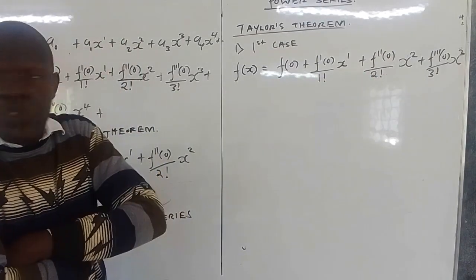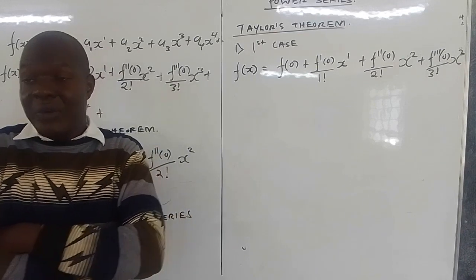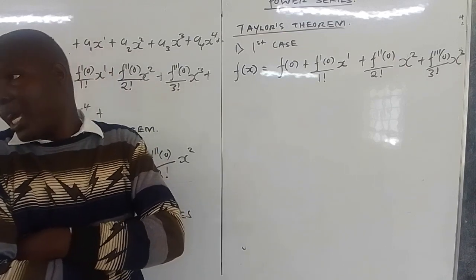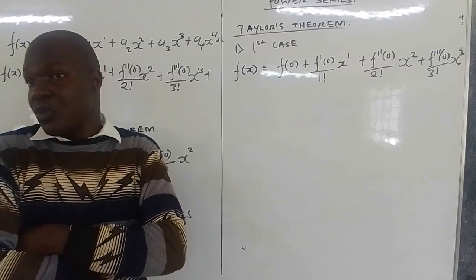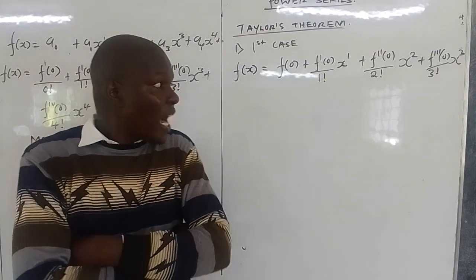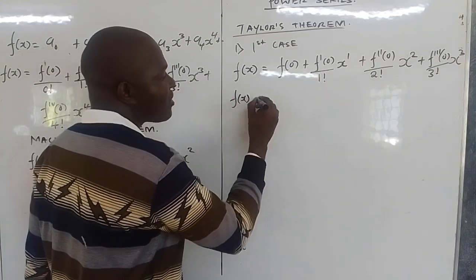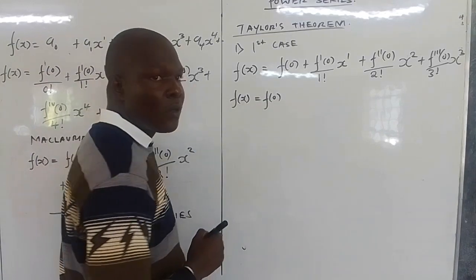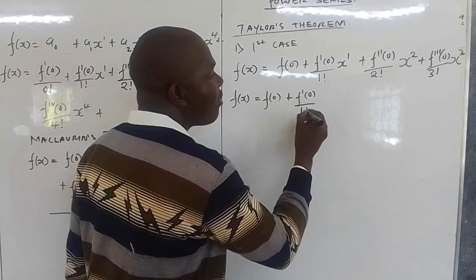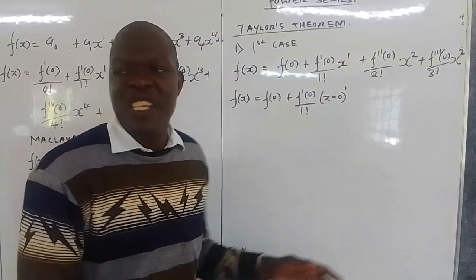Now we want to use this Maclaurin series to get the Taylor series at a point when x is equal to a, isn't it? Now, look at this. We have here f of x is equal to f of 0 plus f prime of 0 over 1 factorial. Remember x can as well be written as x minus 0 raised to power 1, because x minus 0 is just x.